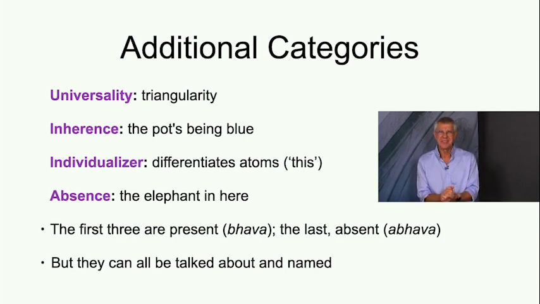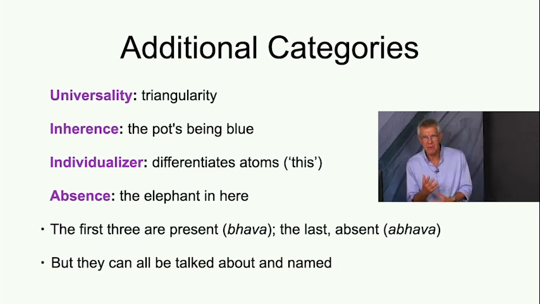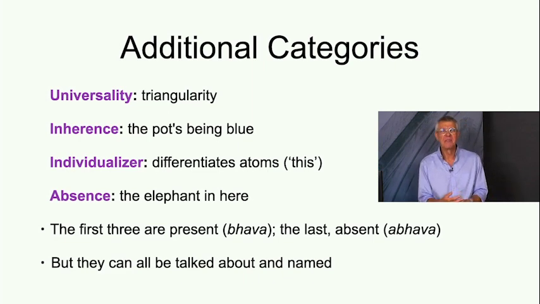An individualizer. And then finally, there's an absence, like the elephant in this room. Yeah, there isn't an elephant in this room. And so what makes that true, that there's not an elephant in this room? Well, the absence of an elephant. Anyway, that's an odd one. The first three are said in the tradition to be present. Bhava is the term, the last absent, abhava. But they can all be talked about. They can all be named. I can talk about the lack of an elephant.